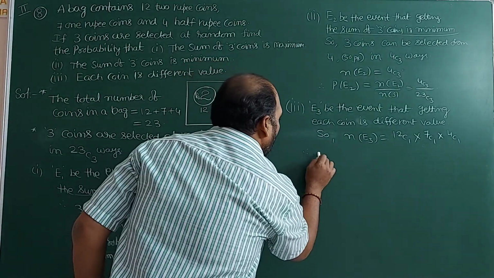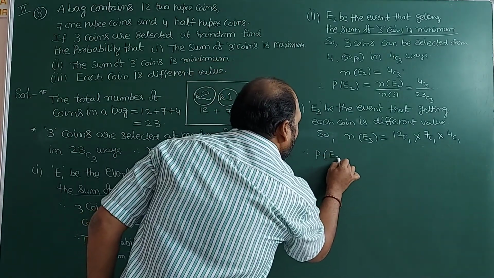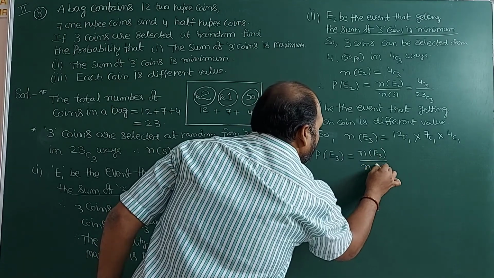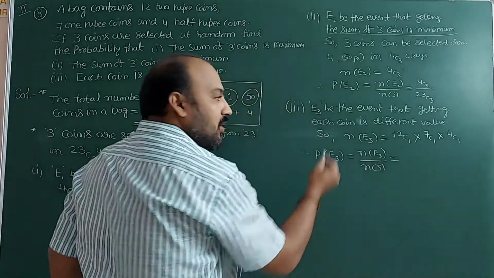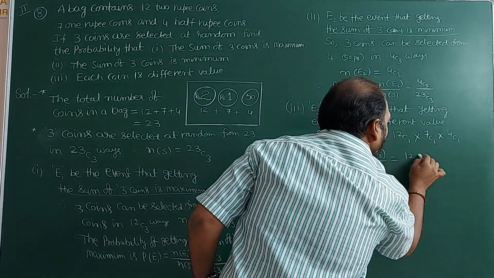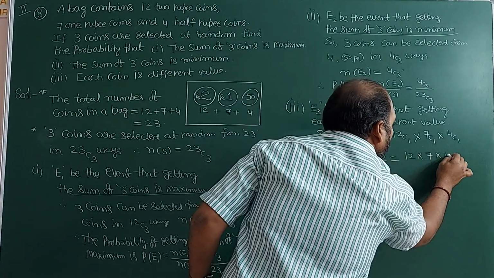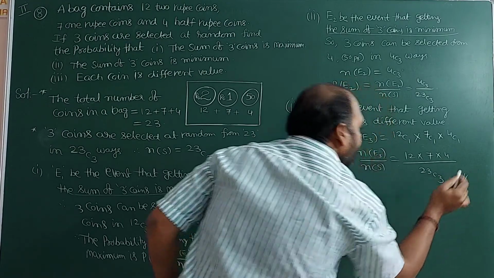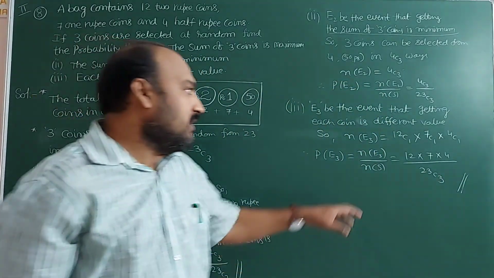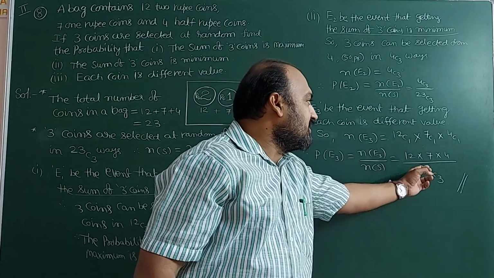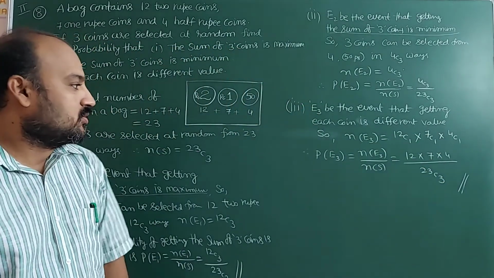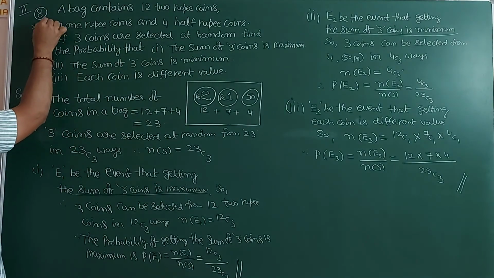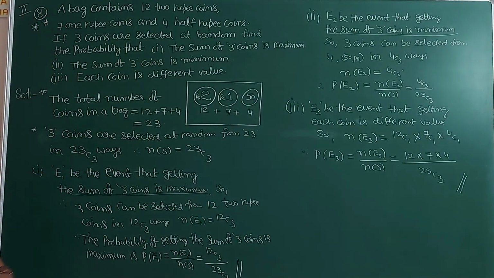Therefore, the required probability P of E3 is equal to n of E3 by n of S. n of E3 means 12C1, 7C1, 4C1 by 23C3. nC1 is equal to n. That is the reason 12C1 is 12, 7C1 is 7, 4C1 is 4. So this is the way we can do, students. This is also one of the important questions, with many chances to come in the boards.